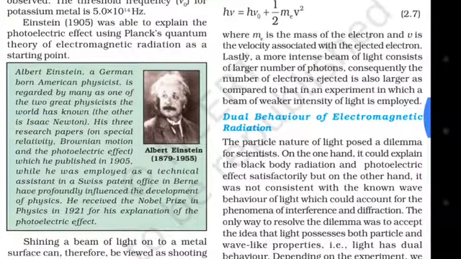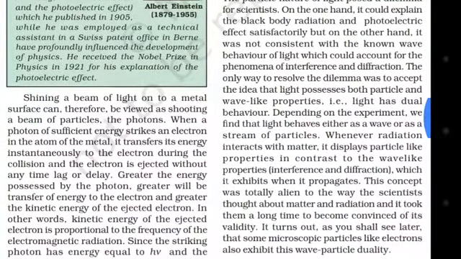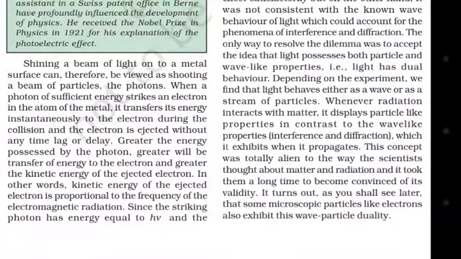Dual behavior of electromagnetic radiation. The particle nature of light posed a dilemma for scientists. On the one hand, it could explain the blackbody radiation and the photoelectric effect satisfactorily, but on the other hand, it was not consistent with the known wave behavior of light, which could account for the phenomena of interference and diffraction. The only way to resolve the dilemma was to accept the idea that light possesses both particle and wave-like properties, that is, light has dual behavior.